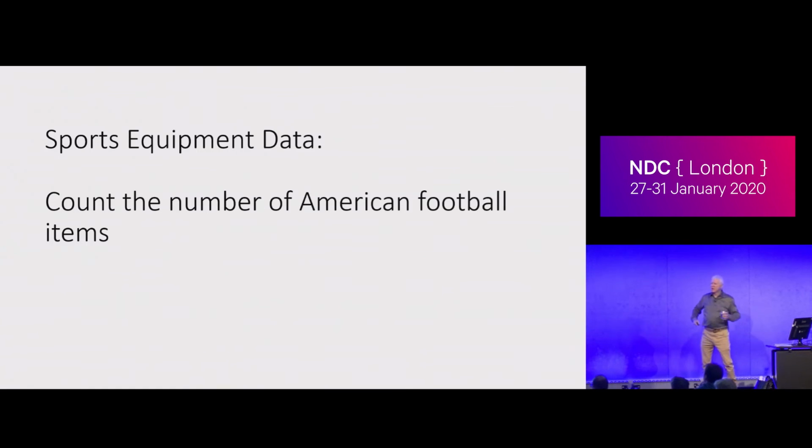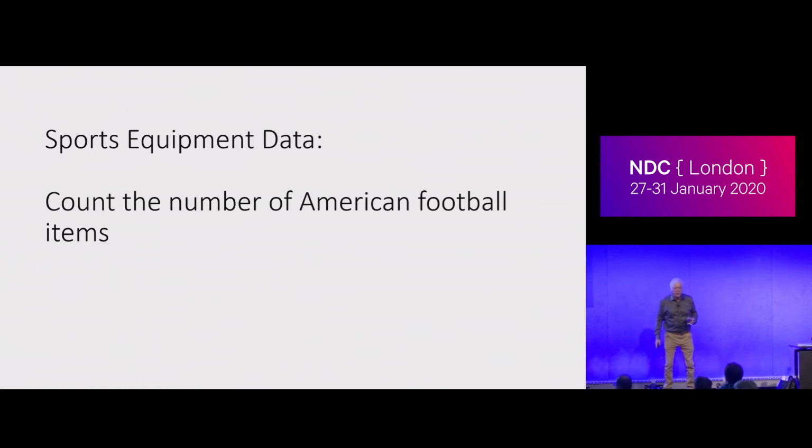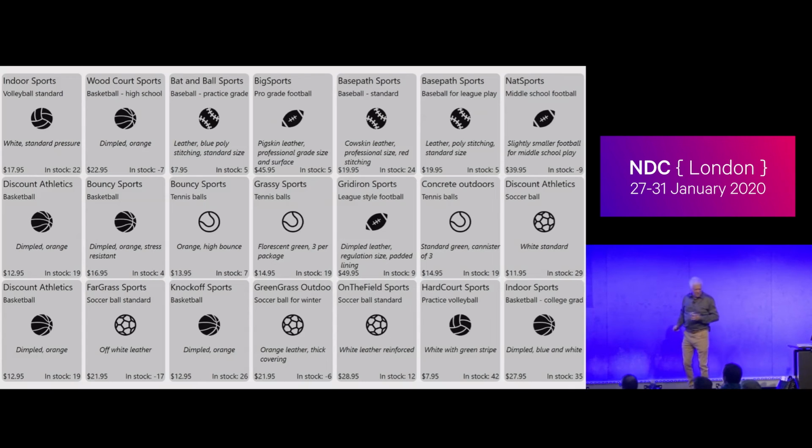Let's go through another example that combines a lot of these things and introduces a few new ones. I'm going to put up a set of data records, cards, for sports equipment. And what I want you to do is count the number of American football items that you see. I mean, I know you guys don't use those here, but you know what they look like, right? The oval things. All right. Okay, how many American footballs? 3. There were 3.